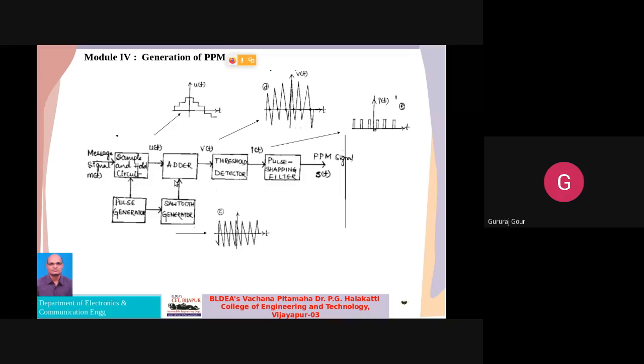So what will happen after getting such a sample and hold waveform? This will be added with the sawtooth waveform generated from the sawtooth generator. Both this u of t and the sawtooth waveform are obtained with the help of the pulse generator. The pulse generator is required for both blocks here, the sample and hold and the sawtooth generator.